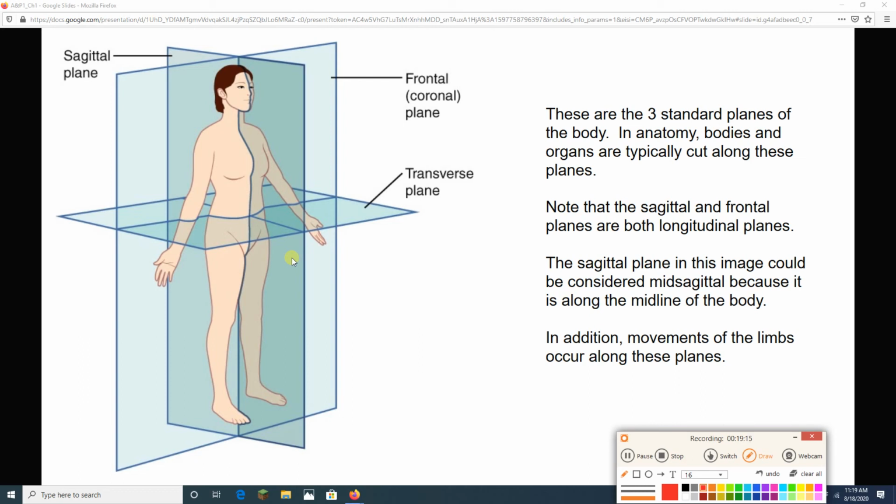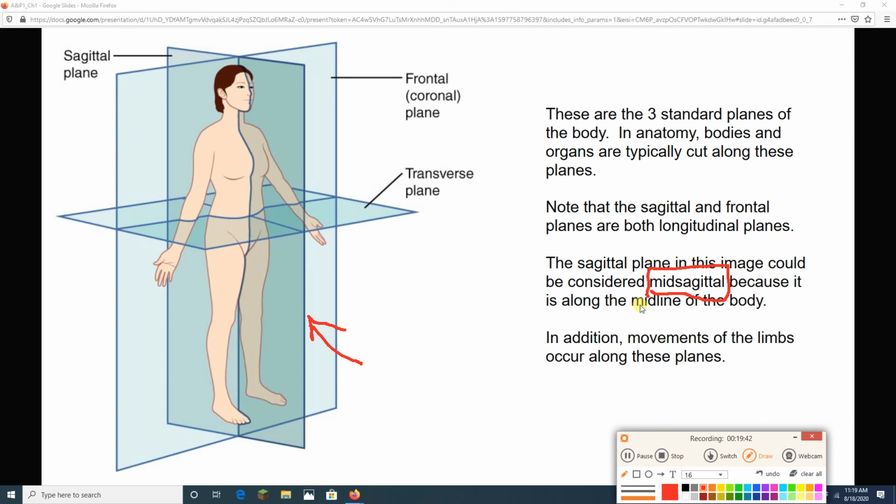Couple more things here. One thing I want to point out to you is that this sagittal cut that we're looking at in this picture right here, you could also call it mid-sagittal because it is going right down the middle. It's giving you a left and a right, so that makes it sagittal. It's mid-sagittal because it's going right down the middle.